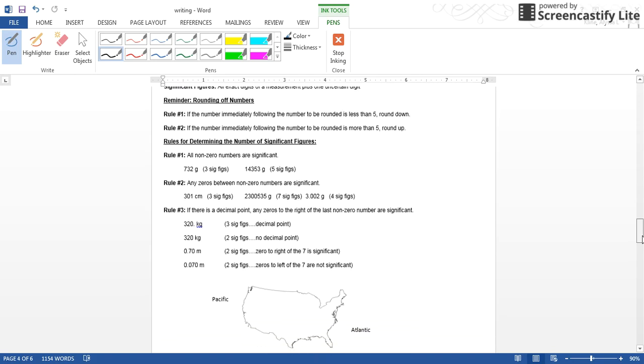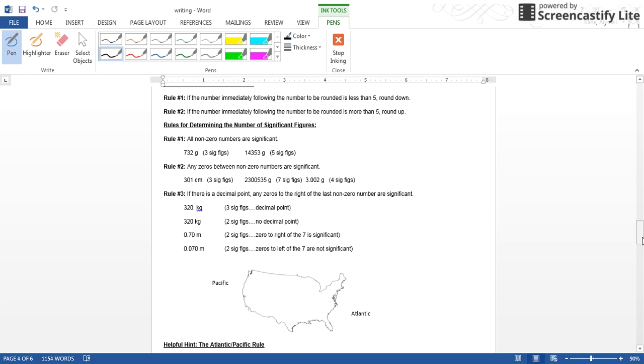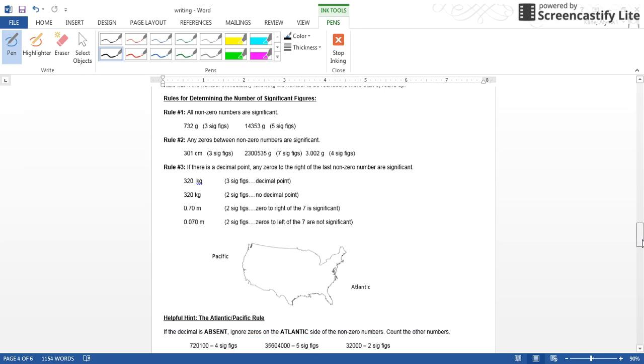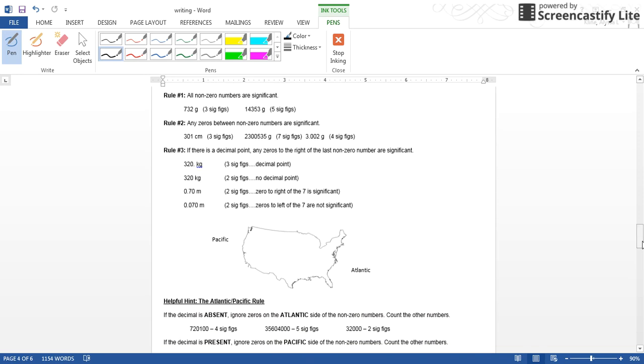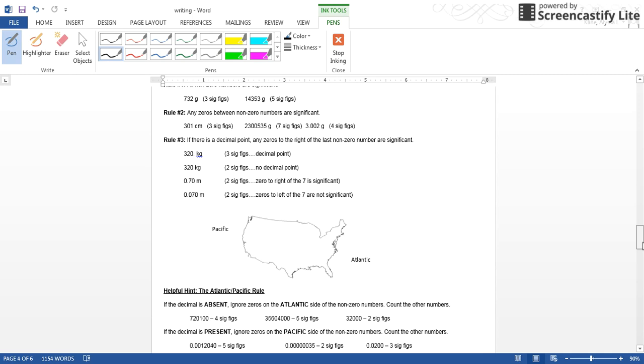Now when we get to the number of significant figures, rule number 1 is that all non-zero numbers are significant. So if we look here, 732 would be 3 sig figs, and so forth. There are no zeros here. Rule number 2 is any zeros between non-zero numbers are significant. So if a zero is sandwiched around others that are not zero, those are going to be significant. So if you think of 301 centimeters, that would have 3, and the next one would have 7, and the next one would have 4.